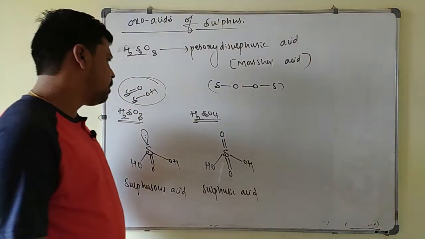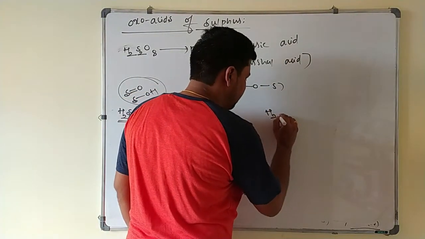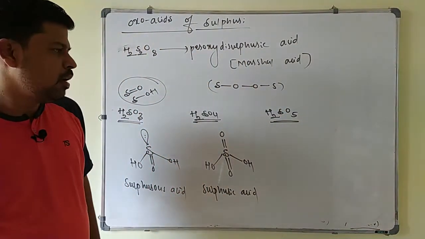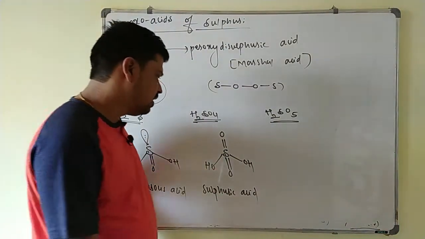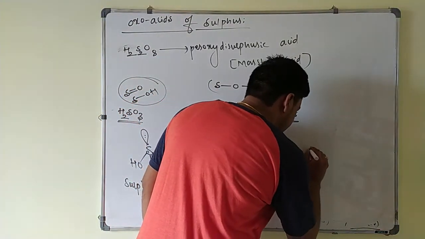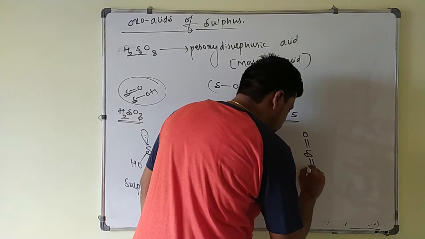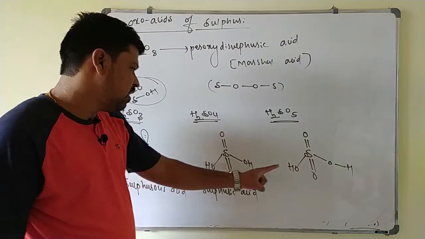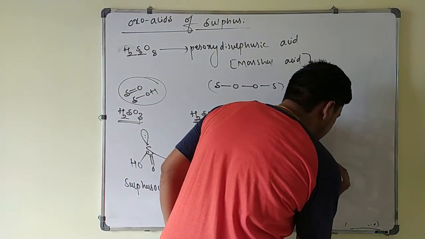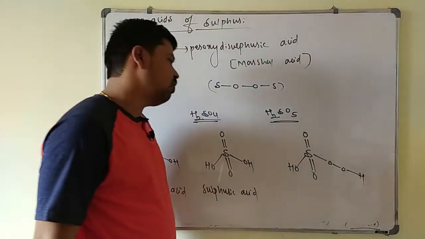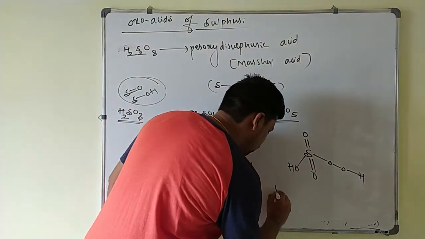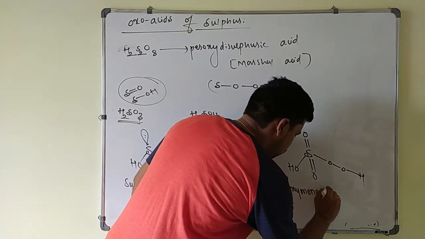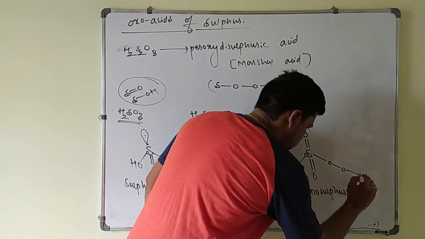And the next one is peroxy monosulfuric acid, that is H2SO5. Already I told you, peroxy monosulfuric acid has one peroxy linkage, that is the SOOH bond. Simply write the H2SO4 structure like this. Okay, this is the H2SO4 structure. Here you have to add another oxygen like this. This is peroxy monosulfuric acid.